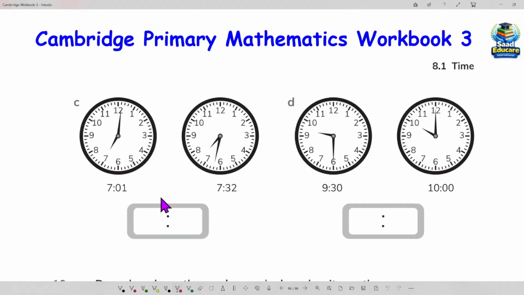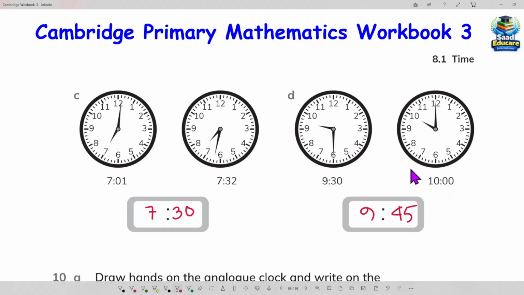And here is also the same thing, 7:01 and 7:32. Suppose we write 7:30. 9:30 to 10:30, we can write 9:45. It's between these numbers.